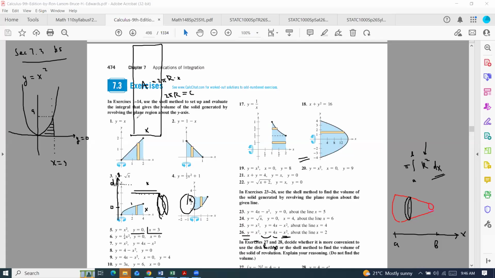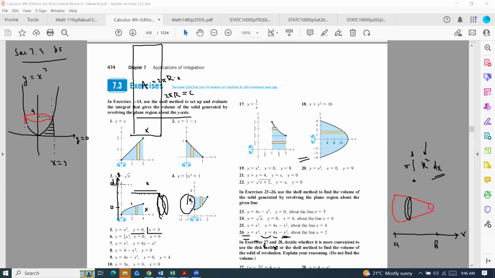And now your data is about the y-axis. So that's important to realize that when you rotate this about the y-axis, you're going to get something like that, right?